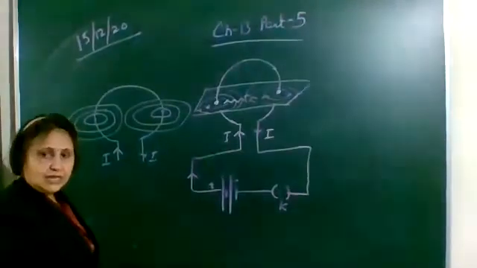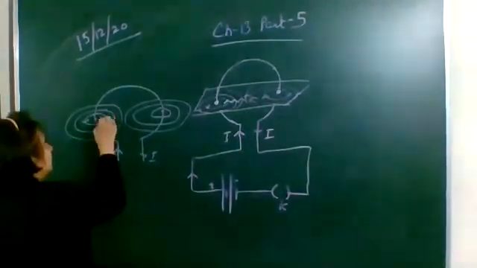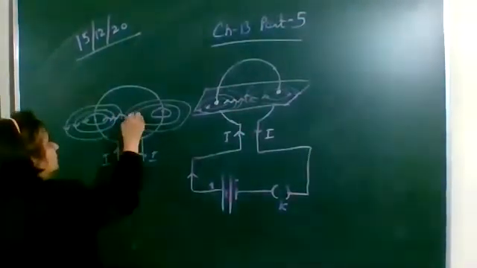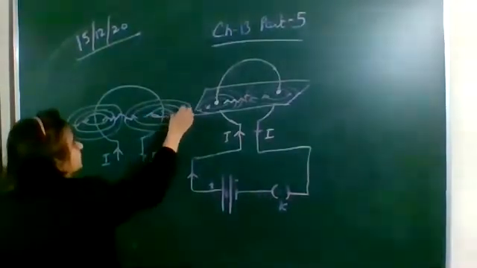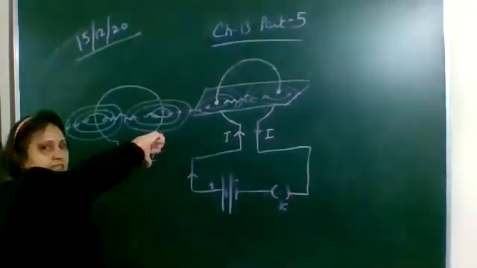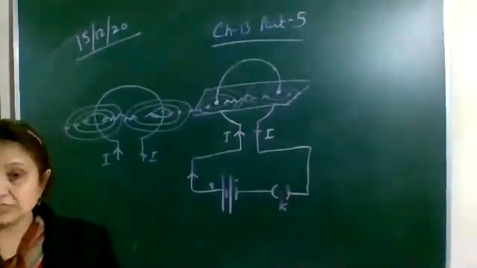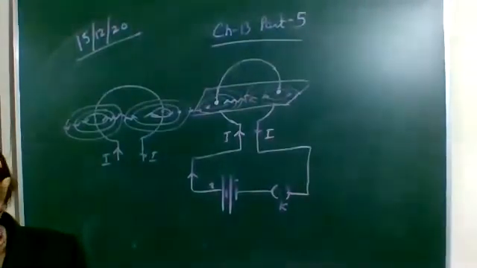Then you will draw the arrow using the right hand rule. Draw the arrow on these magnetic field lines. At this point the current is in the downward direction, so this pattern you can draw. So this is the pattern of the magnetic field lines for a circular current carrying loop.